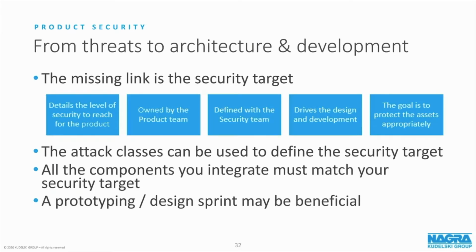So how do you make the link from those threats and mitigations to developing your actual product and doing the architecture work and the development? Well, the missing link here that we haven't talked about yet is the security target. The security target will detail the level of security you decide to reach for your product. And this is a business decision. This is owned by the product team or whoever is in charge of P&L in your organization. You will want to have the security team help, probably from a technical standpoint as well.